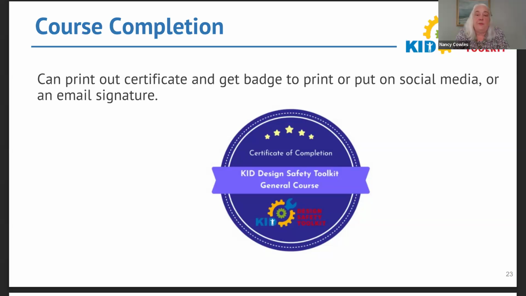So if this is something that would be useful with your employer or with getting credit for having done some additional work for your company, you can have a certificate that you can give to whoever needs it. And then, as I said, on social media, your email signature, those are places you can have this small badge. That's awesome. And a great way to promote the course as well.